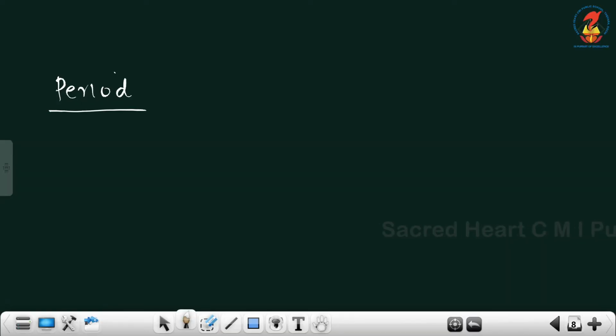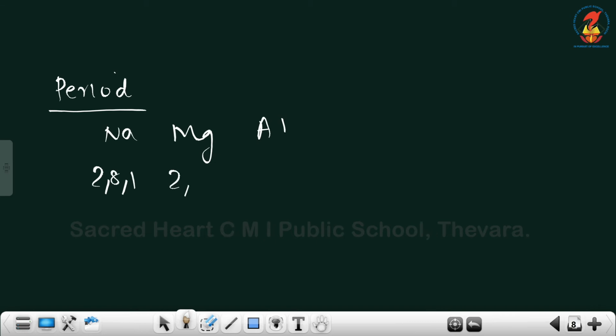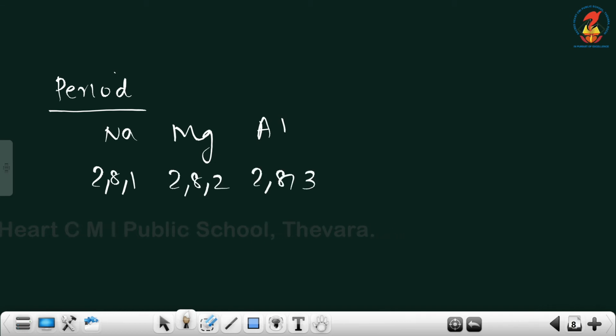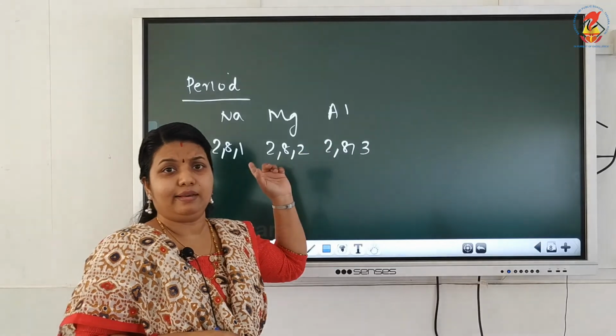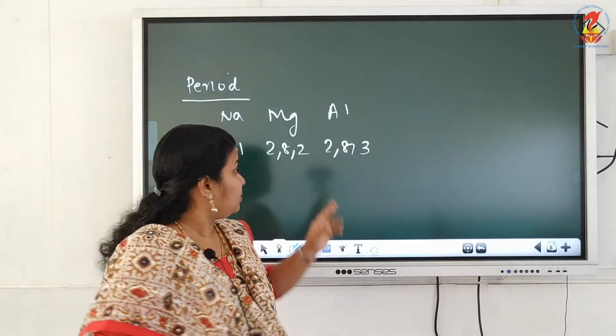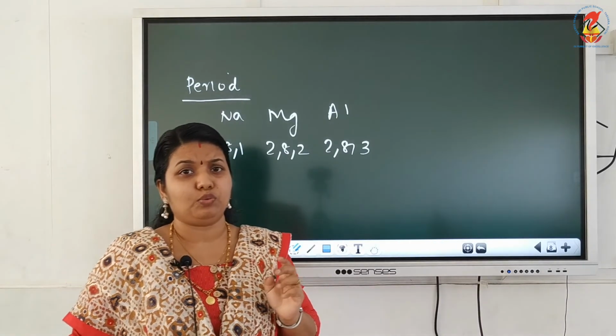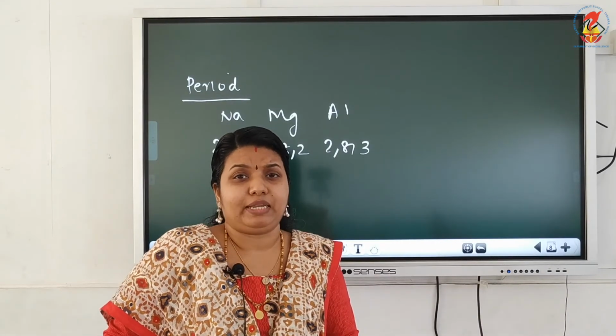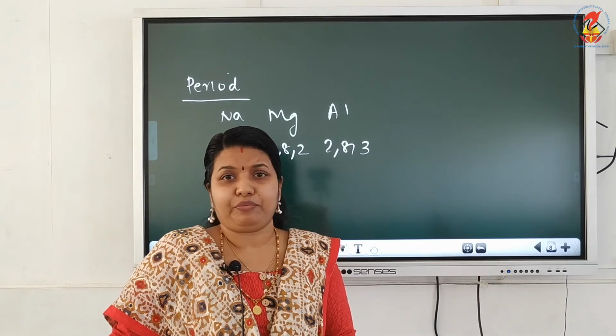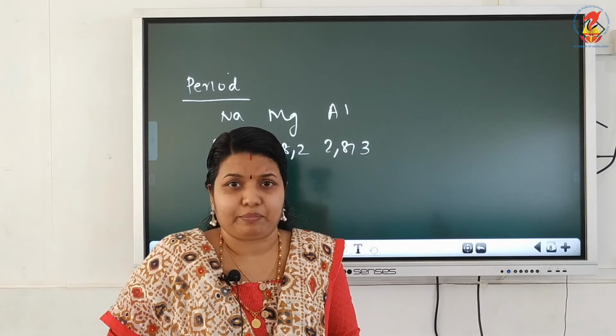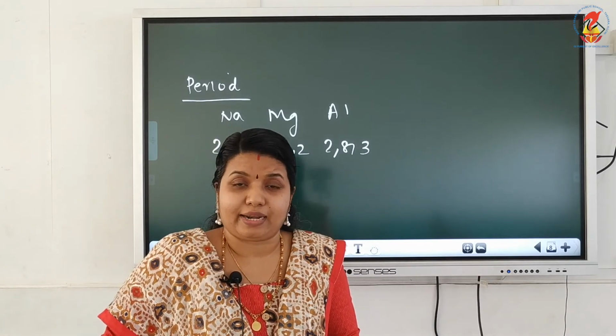As you move from left to right in a period, we have discussed the elements of the third period: sodium, magnesium, aluminum, like that. Then 2,8,1, 2,8,2, 2,8,3, like that it goes on. Under valency we have seen these elements of the third period. So you can see that there is no increase in the number of shells. As you move from left to right in a period, there is no increase in the number of shells. Electrons are added in the same shell.